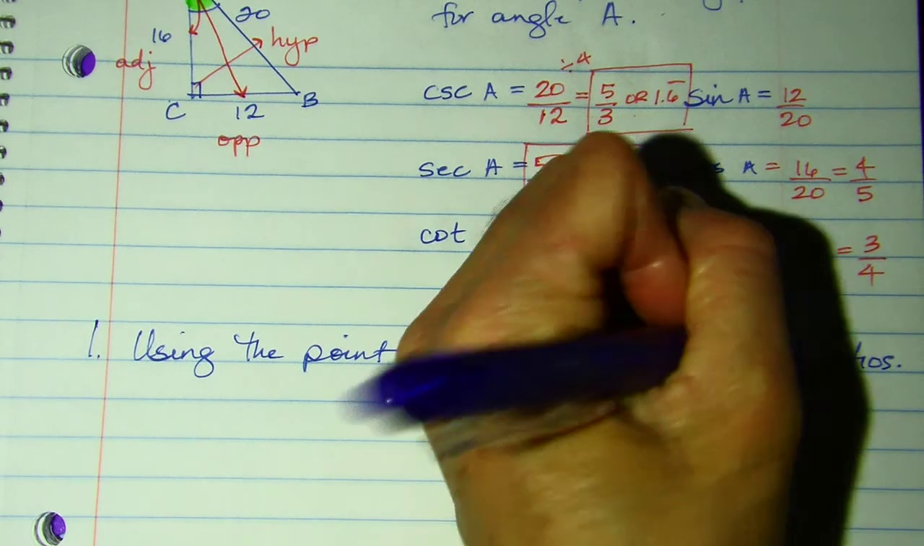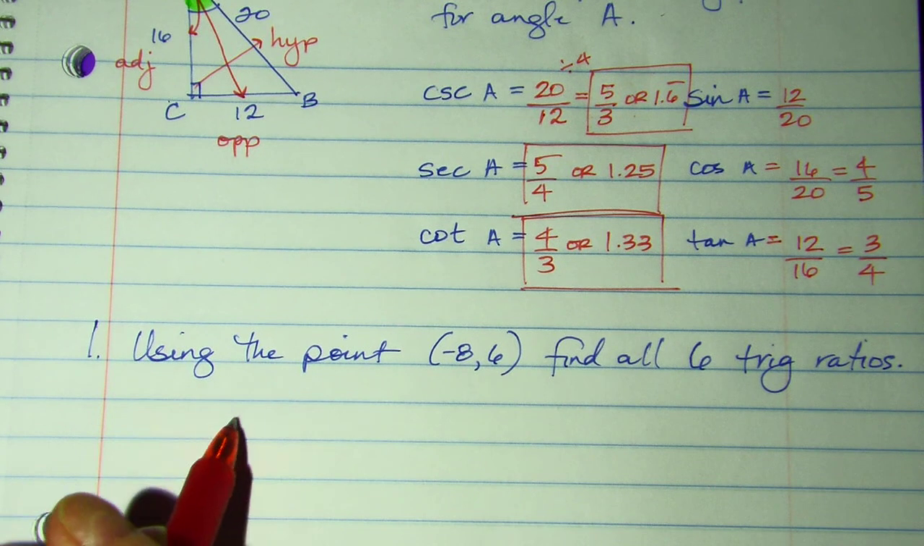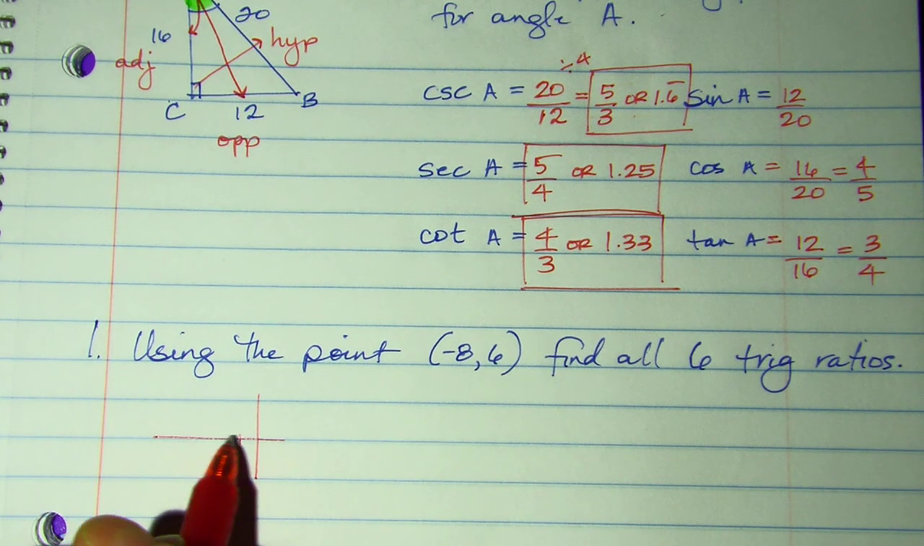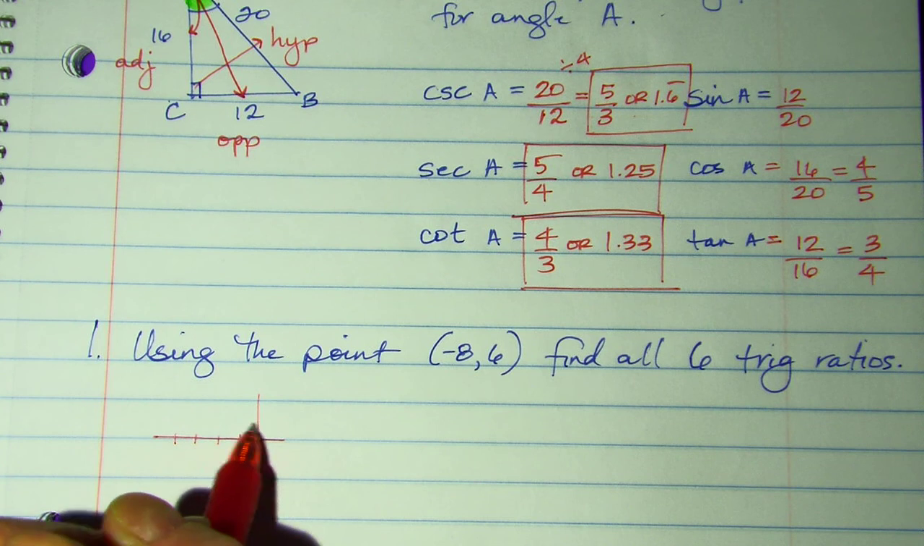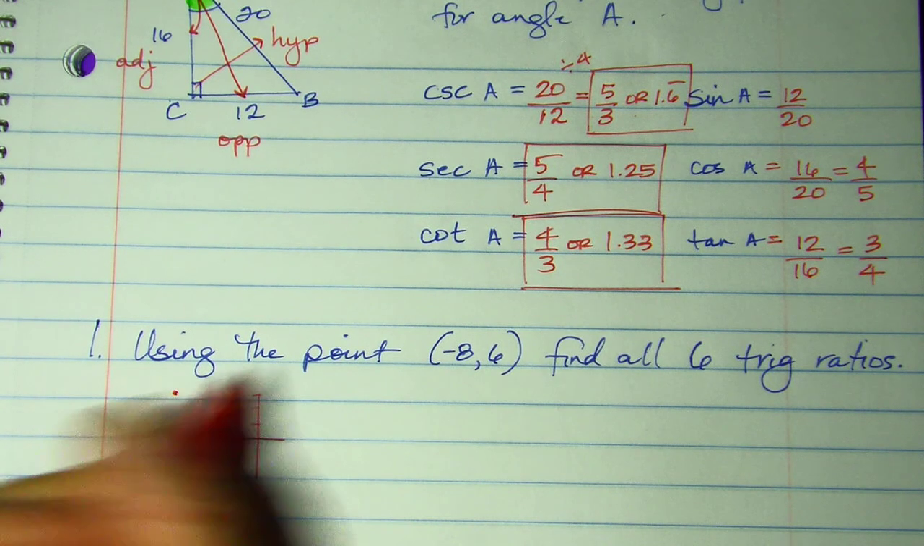So I want to make sure I do one with you. It's a future test, but at least you will have seen it. So the first thing I'm going to do is graph and picture where that is. I've got 2, 4, 6, 8, 2, 4, 6. That point would be here, right? -8, 6.